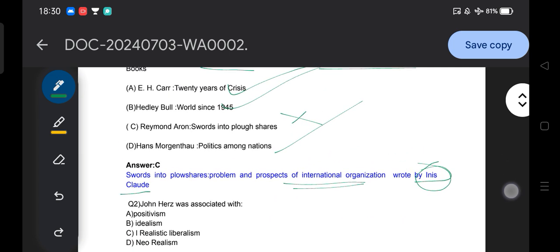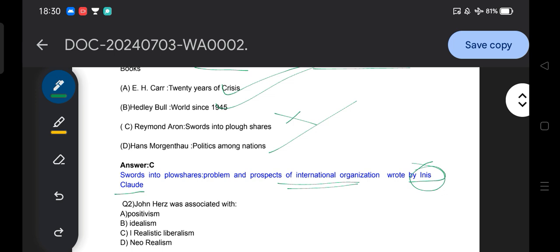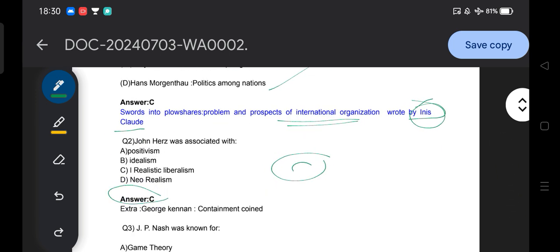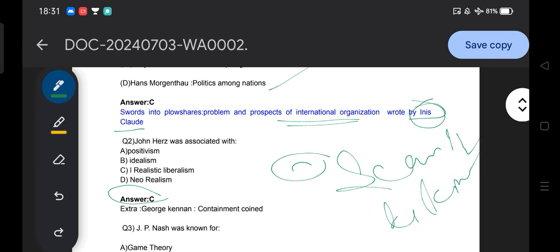The next question: John Herz was associated with option A, positivism, idealism, realistic liberalism, and neorealism. I believe it's a very easy question, and you did provide the correct answer. So option C is the answer, realistic liberalism. I have already added the answer key. John Herz belongs to realistic liberalism. Then extra information for examination: John Herz coined the term security dilemma.